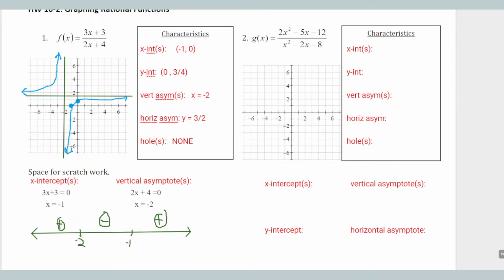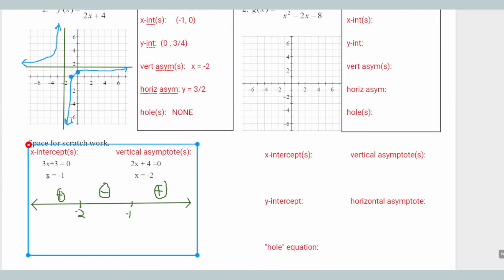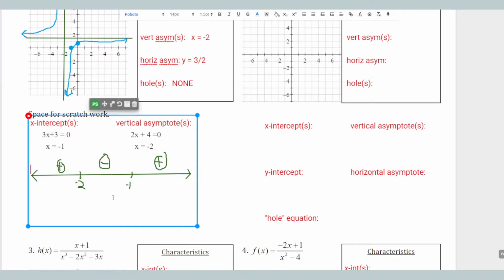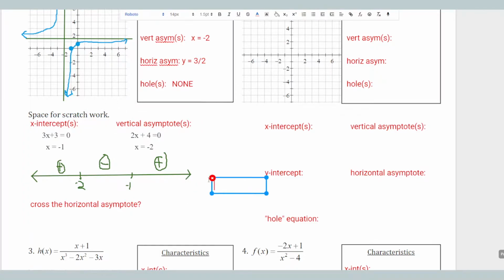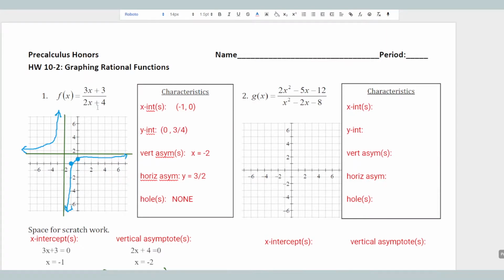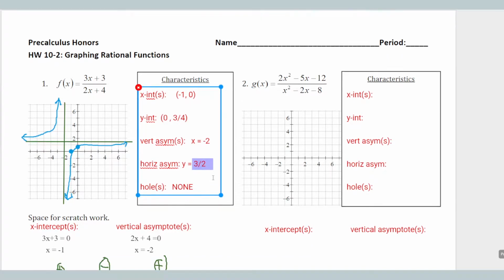But let's make sure we're not going to cross over and come back. So we do need to check to see, are we going to cross the horizontal asymptote? To find out whether or not you cross the horizontal asymptote, you need to know, is there any x value where the value of this function is 3/2? That is the horizontal asymptote.